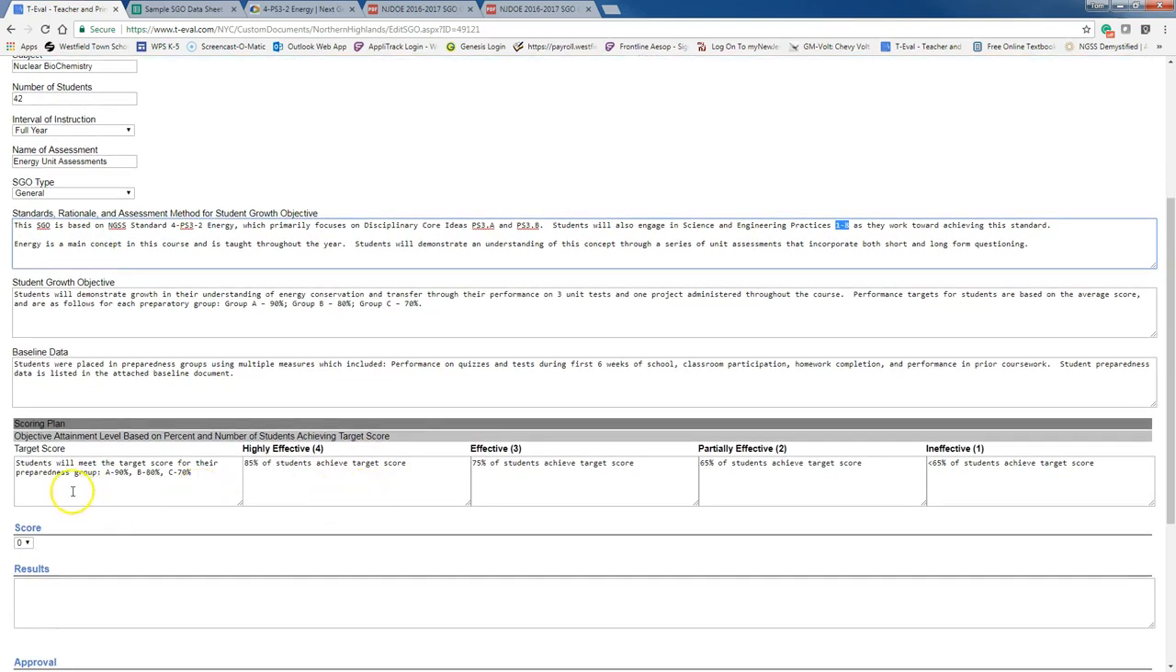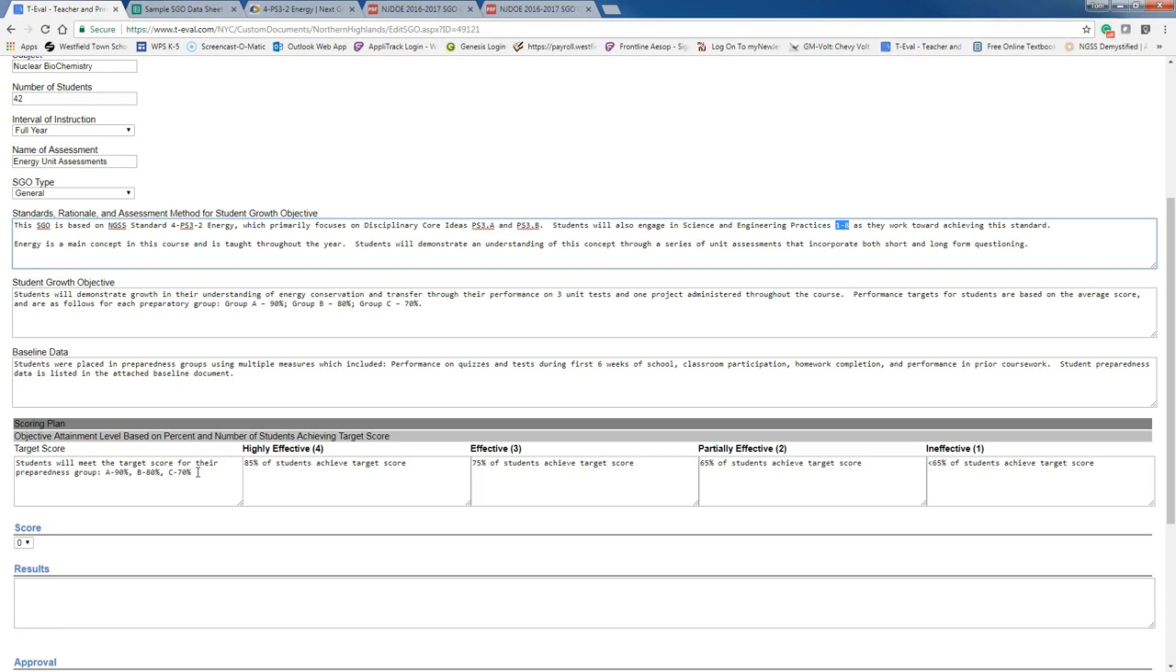Down a little lower here, and this is something that's been confusing for some people. We want to try and clear it up here. The target score, this is what you want your students to do. So this is how you determine whether or not your students met your objective. Now, since I'm using preparedness groups, and this is where it blurs the line with a tiered or a long SGO, because that's what a tiered SGO is doing.